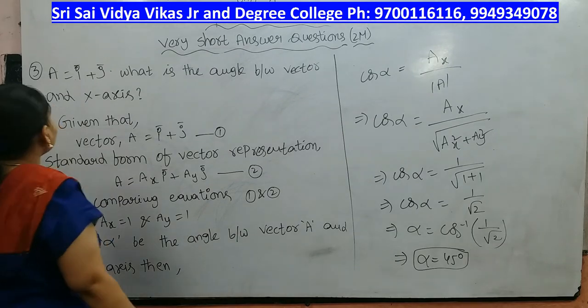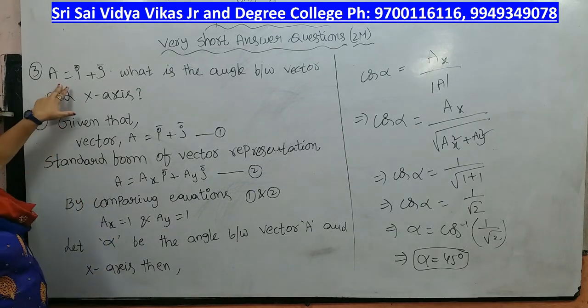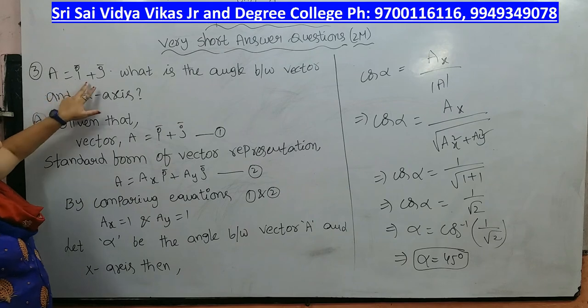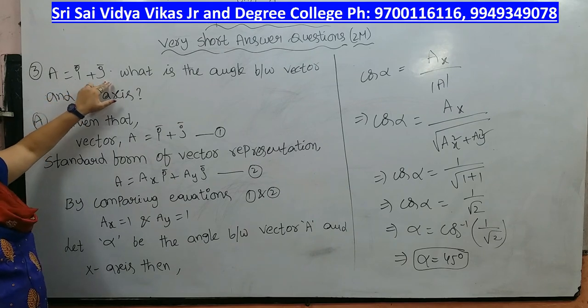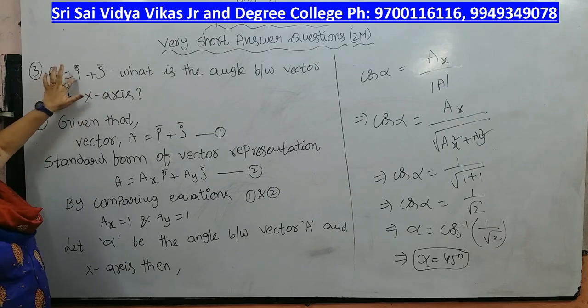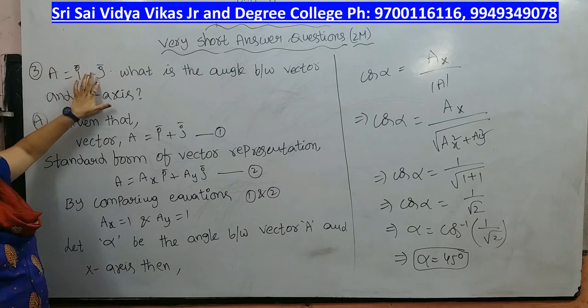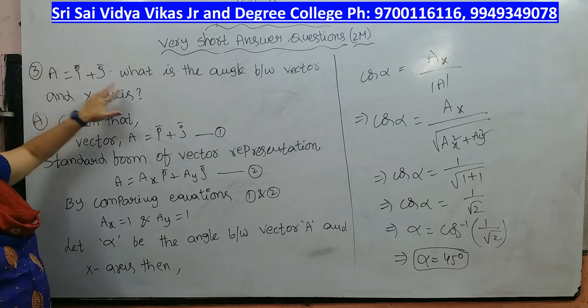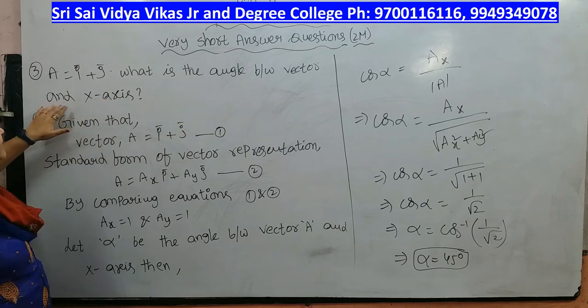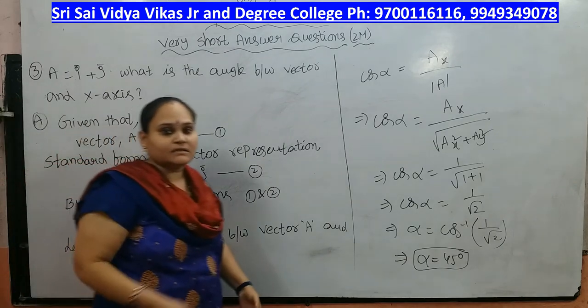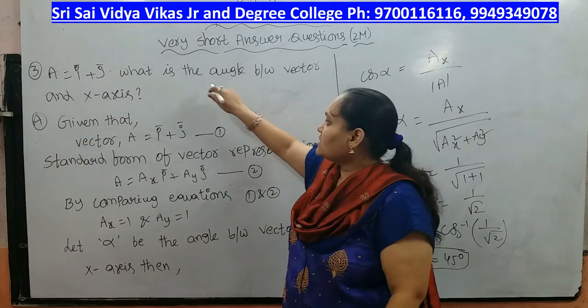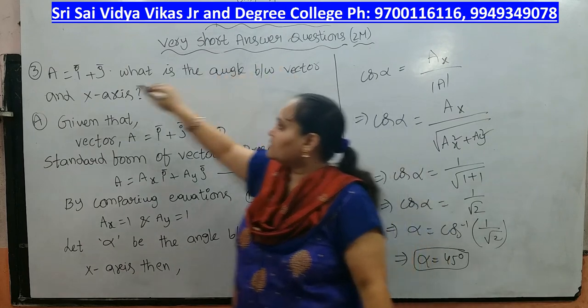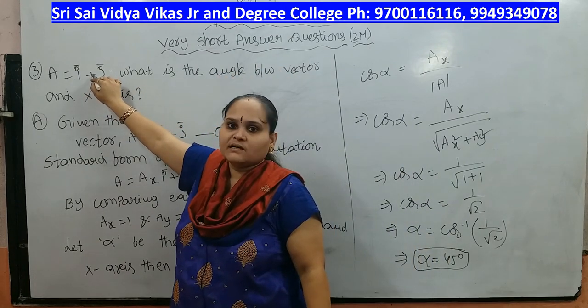The next one is vector A equal to i plus j. A equal to i plus j means 1 into i and 1 into j. What is the angle between the vector and the x axis? Observe it. Vector means this is the vector A, the given vector.